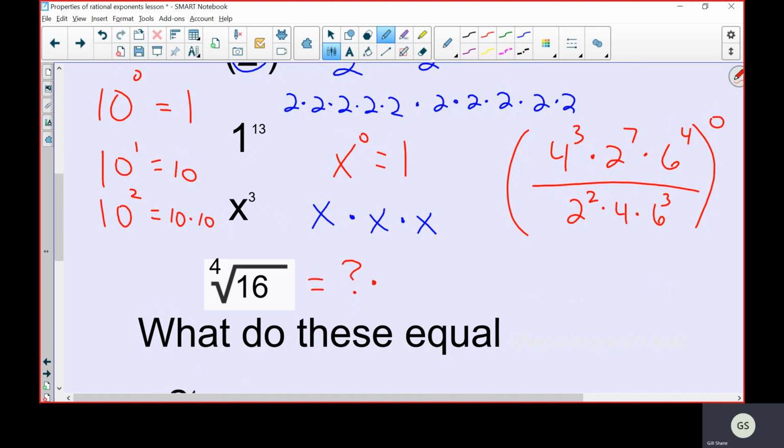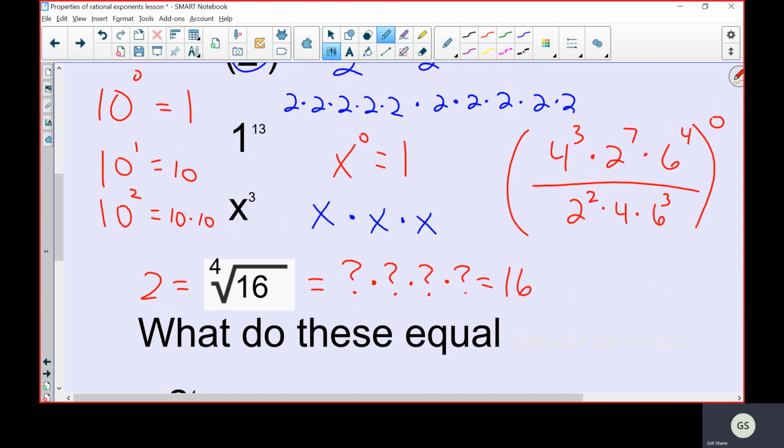What number times itself 4 times equals 16? And then to solve it, you would get 2, because 2 times itself 4 times is 16. So the answer is 2. So that is an answer of 2, but this is what it means.